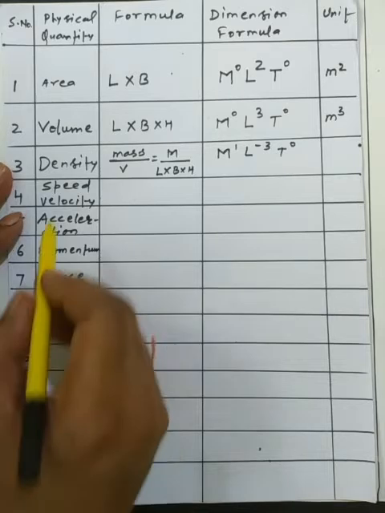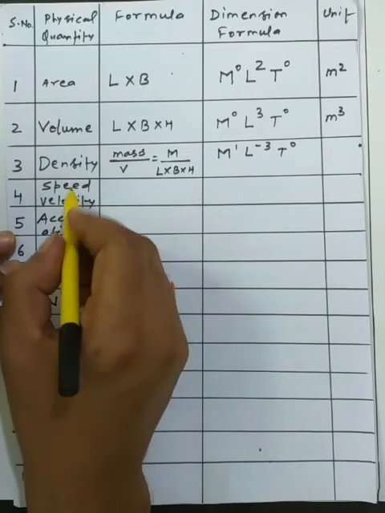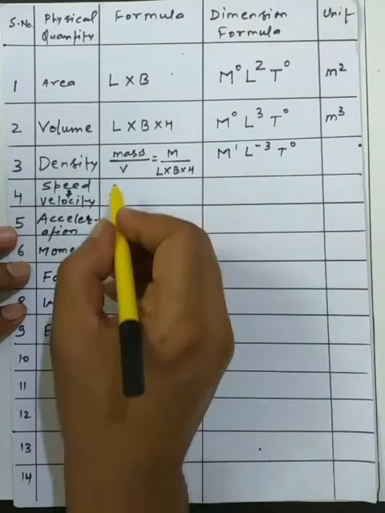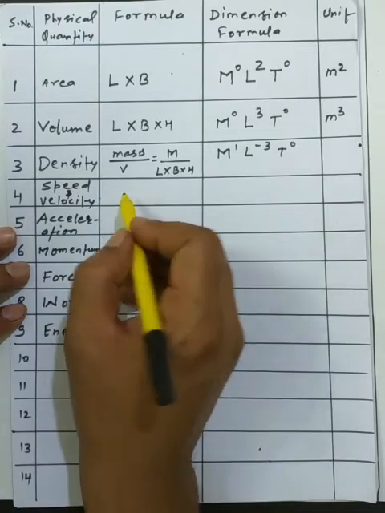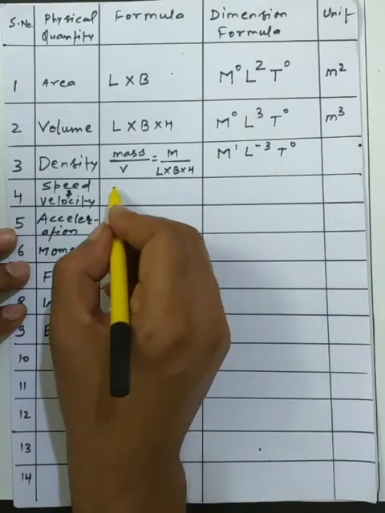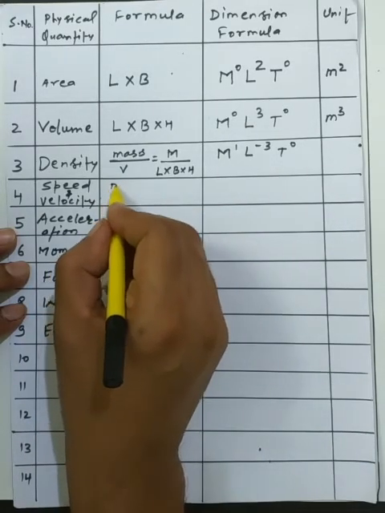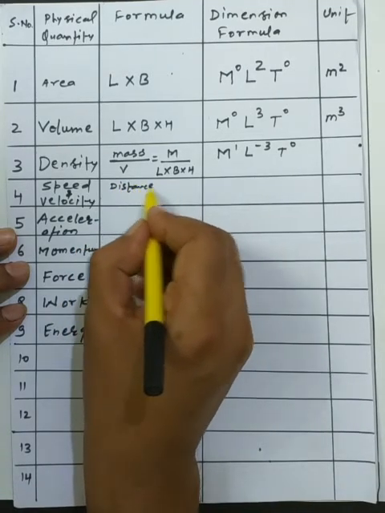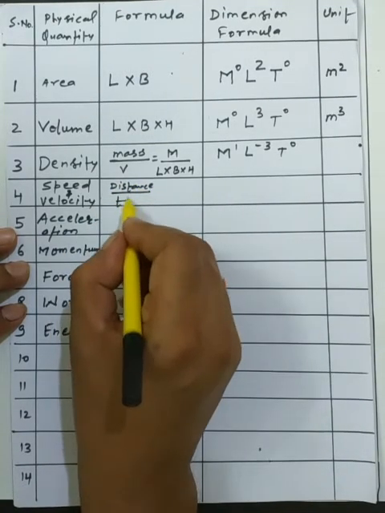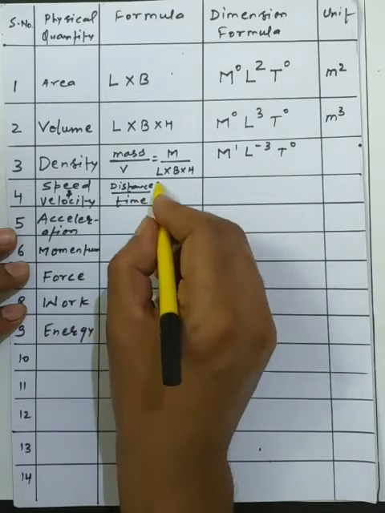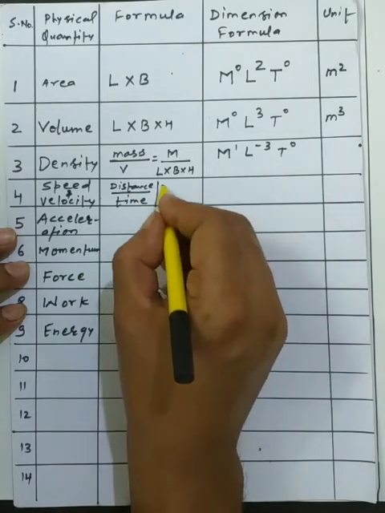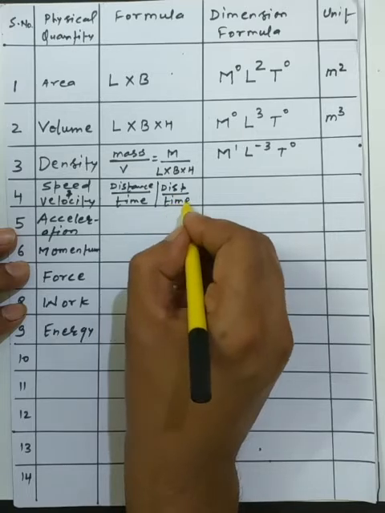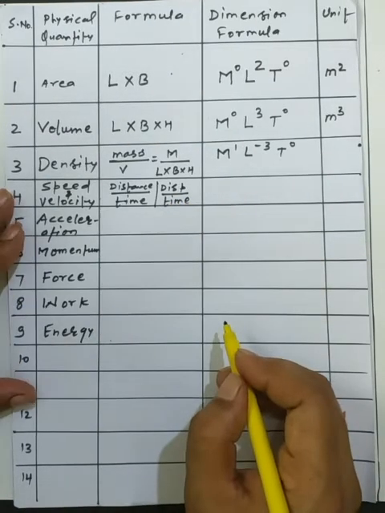Now next, which I have taken, is speed and velocity. Generally, whatever formula we are using, the sense of length comes in both formulas. So we write speed is equal to distance upon time, and similarly velocity has the formula displacement upon time. It is possible that two physical quantities have the same dimension formula.